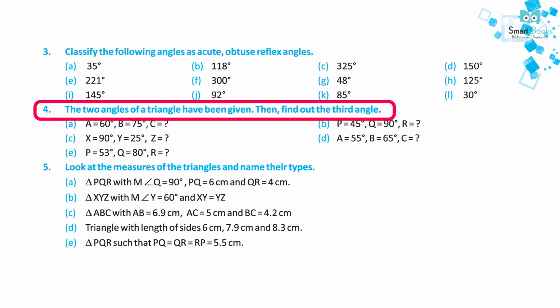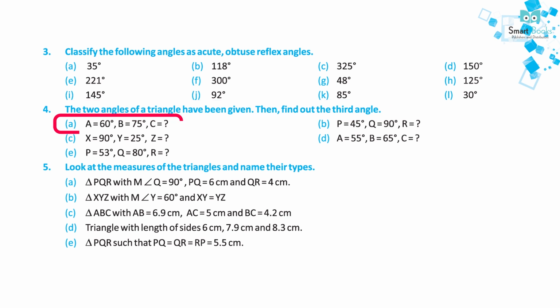Question 4. Two angles of a triangle have been given; find the third angle. A. 60 degrees, 75 degrees, 45 degrees. B. P equals 45 degrees, Q 90 degrees, R 45 degrees. C. X 90 degrees, Y 25 degrees, Z 65 degrees. D. A 55 degrees, B 65 degrees, C 60 degrees. E. P 53 degrees, Q 80 degrees, R 47 degrees.